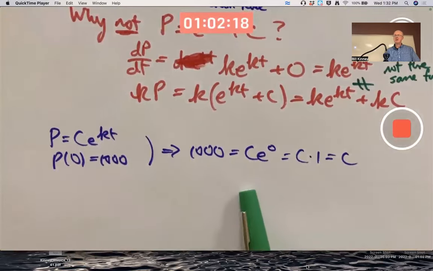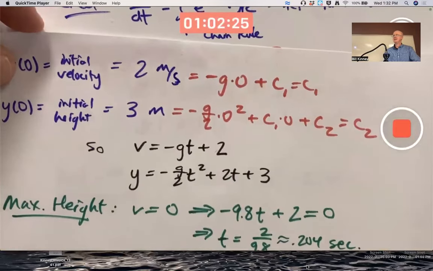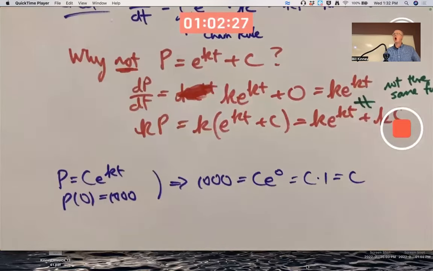So in both applications, the c's ended up being the initial values. The initial population here, and back over here, the C1 and the C2 were the initial velocity and initial height. Does that always happen? Short answer, no, it doesn't. The c is not always the initial value.